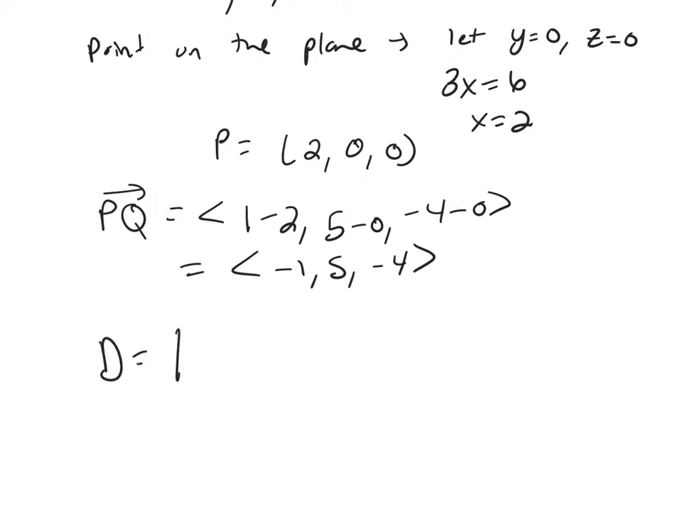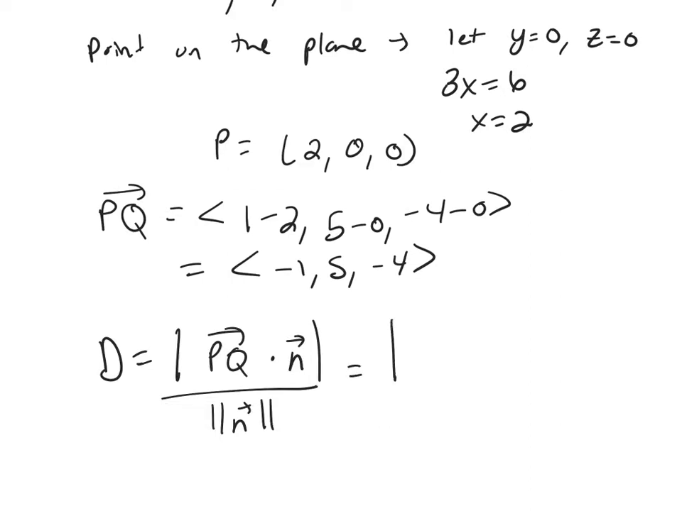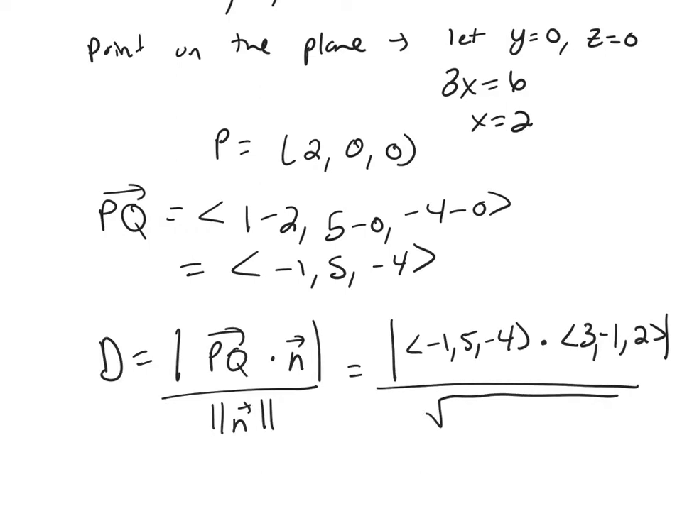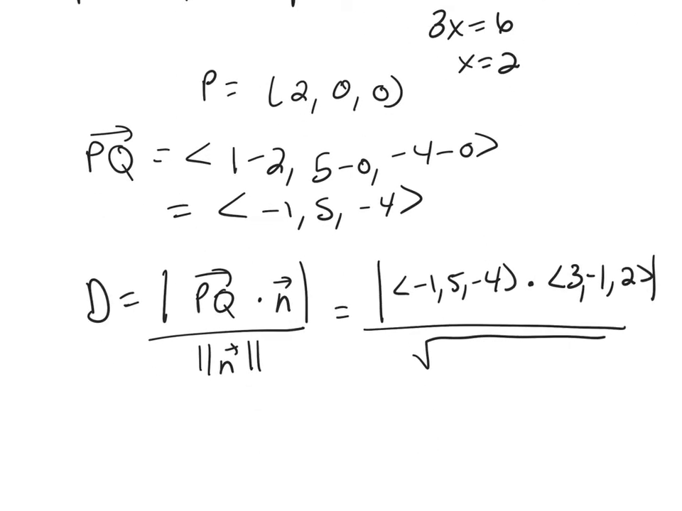It's the absolute value of the dot product here over the magnitude of N. So I'm going to take the dot product of (-1, 5, -4) with the normal vector (3, -1, 2), and then I'm going to find the magnitude of the normal vector, 3 squared plus (-1) squared plus 2 squared.